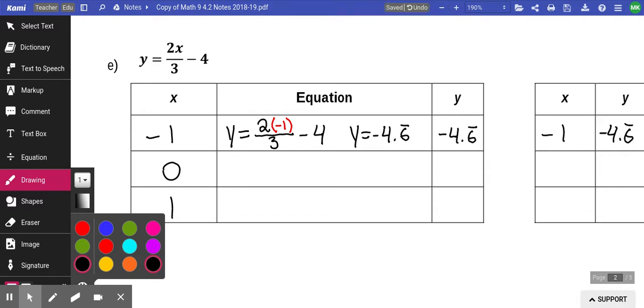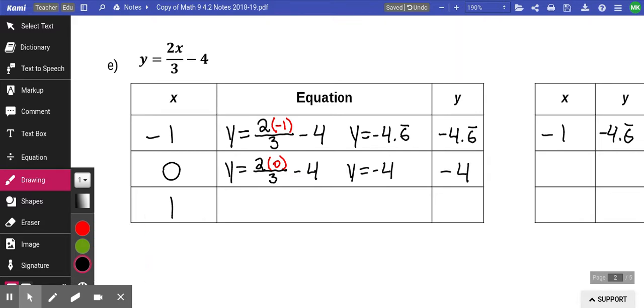If we try with this next one, x equals 0. So I have 2 times 0 divided by 3 minus 4. If I put that in my calculator, 2 times 0 is 0. 0 divided by 3 is 0. Minus 4 is -4. So -4 would be my output value for my input value of 0.